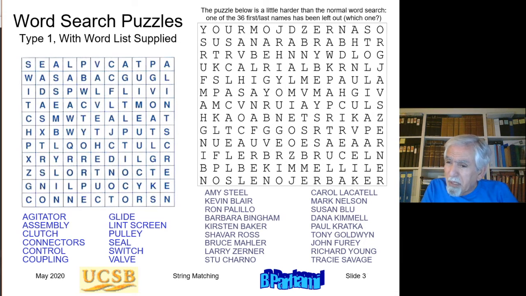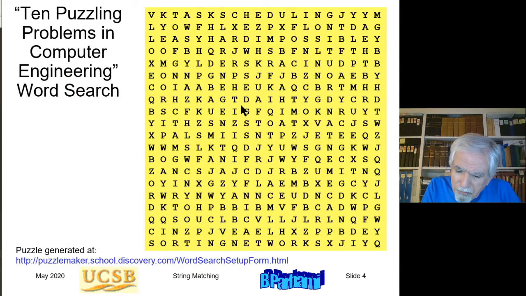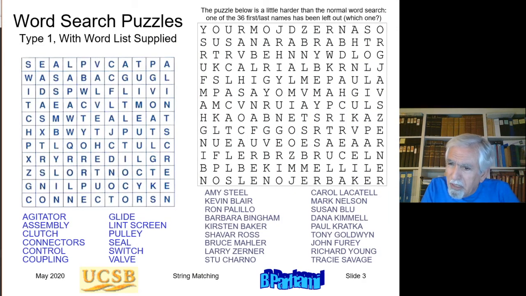So this makes it a bit more challenging because, for example, if you're looking for Paul and you look for a while and you don't find it, you're not sure whether you have not looked hard enough, so you may have missed it, or Paul is the missing name there. Okay, so it's just a tiny bit more challenging.